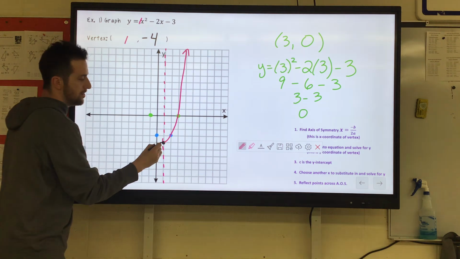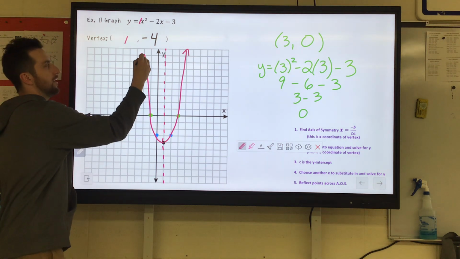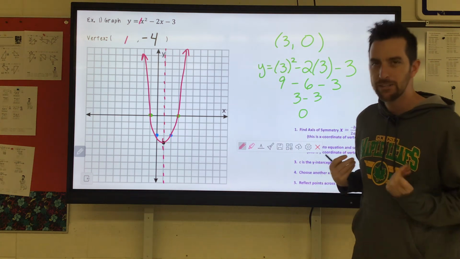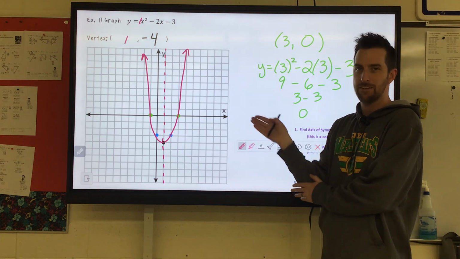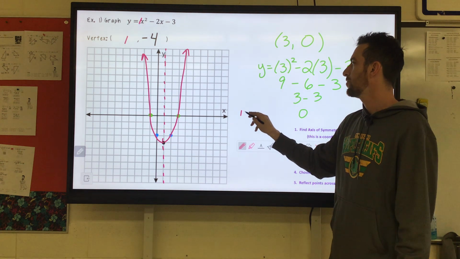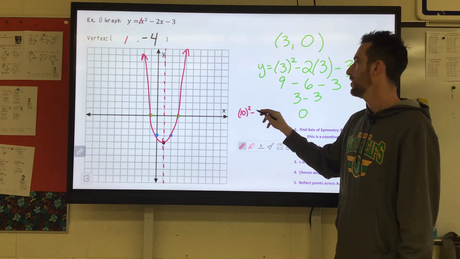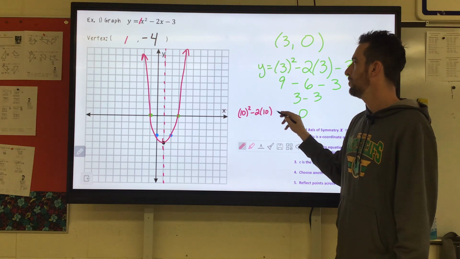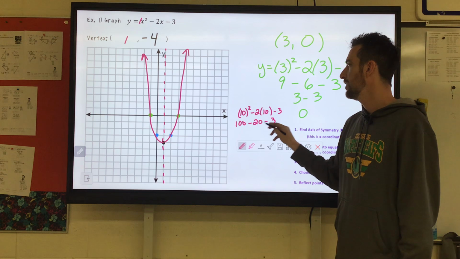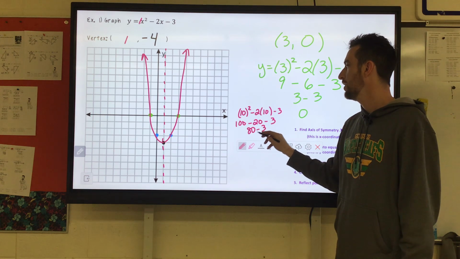Yay! Now you could choose more than one point, and you also don't have to choose the x that's the next one over. The reason I usually do that is to make sure that it fits on the graph. Because if you were to pick like 10, let's see, 10 squared minus 2 times 10 minus 3. 10 squared is 100, minus 20 minus 3. This would give us 80 minus 3, 77.